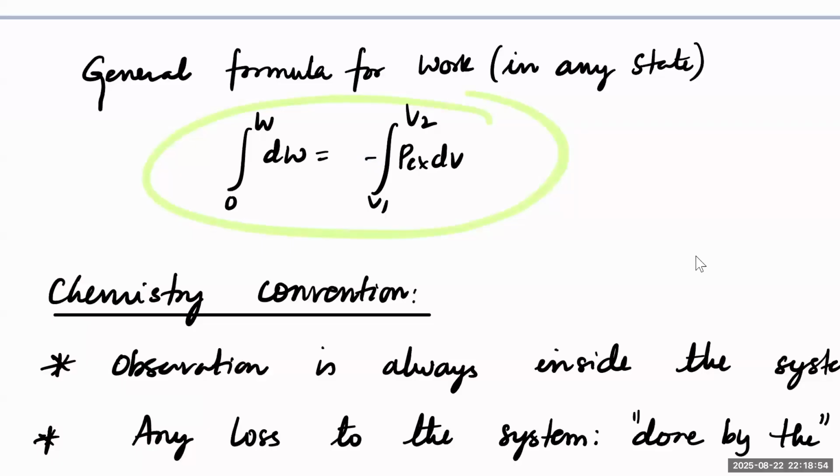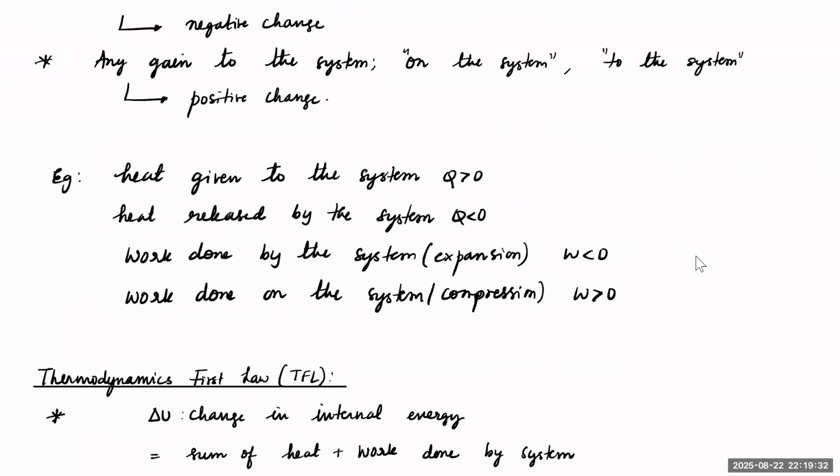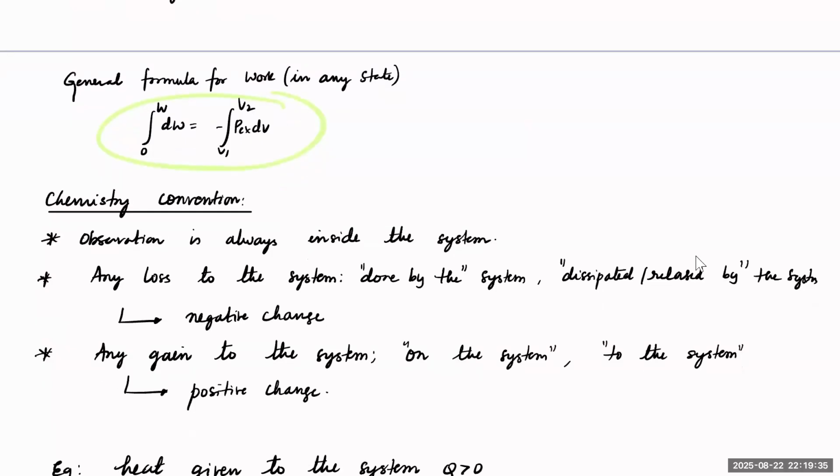Now imagine this. If there is an expansion, V2 is greater than V1. So after integrating, everything will come out to be V2 minus V1. So if there is an expansion, definitely V2 minus V1 is positive. So overall, this entire thing will become positive, and minus of a positive value will be negative only. Since there is an expansion, because V2 is greater than V1, the minus should always be there in the general formula. Clear, everybody? Any doubt here?